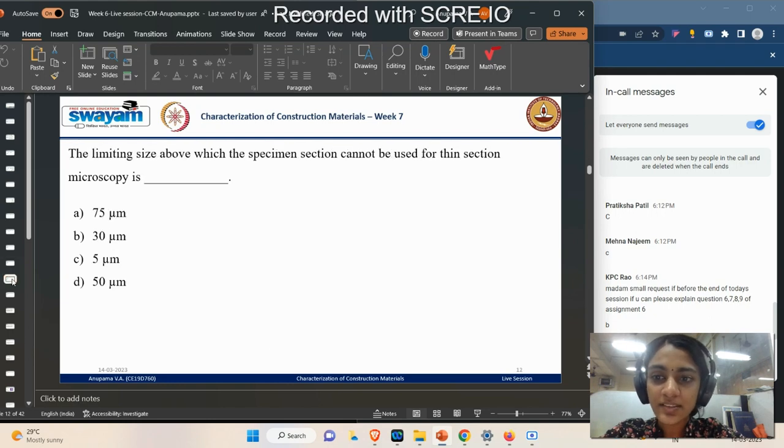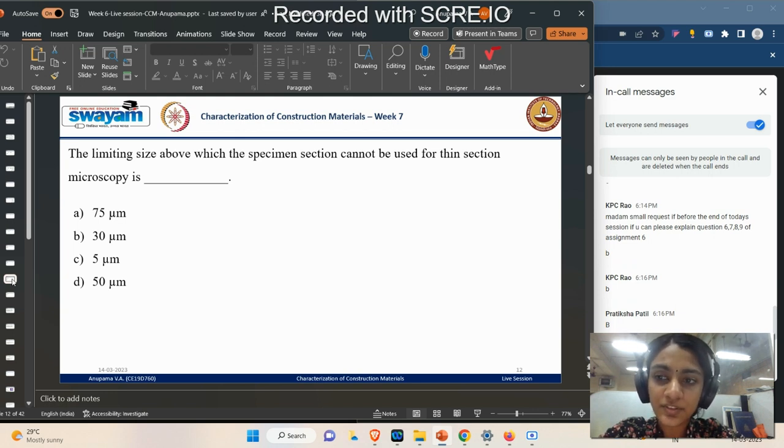The limiting size above which the specimen section cannot be used for thin section microscopy is 75 microns, 30 microns, 5 microns, or 50 microns. Sometimes we use very thin sections in order to get several features in light microscopy. So, what is the limit above which we cannot use the thin section? What is the limiting size? 75, 30, 5, or 50? Okay, we received two responses.